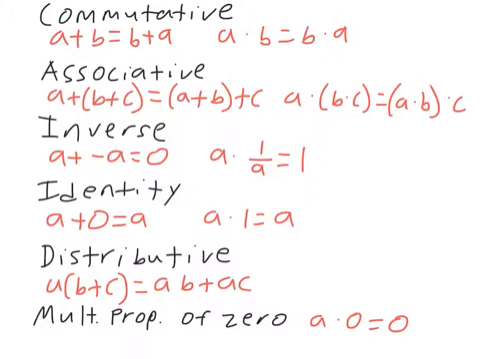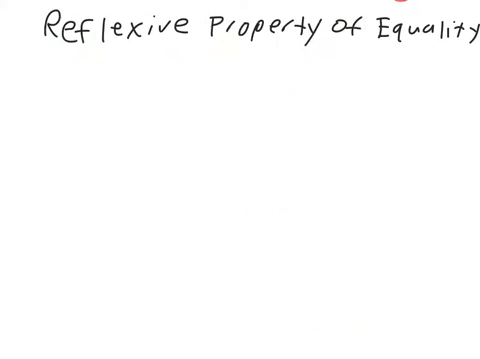Now we're going to talk about some other properties, specifically known as properties of equality. Alright, we're going to start with the reflexive property of equality. Probably the simplest one. If you have a number A, then it is always equal to itself. So it's just saying any number is always equal to itself. So A equals A, 5 equals 5, negative 7 equals negative 7, so on.